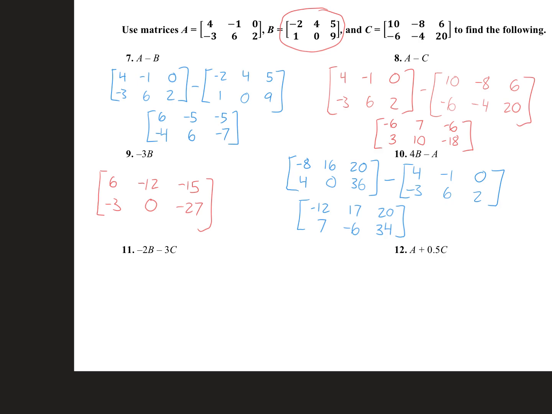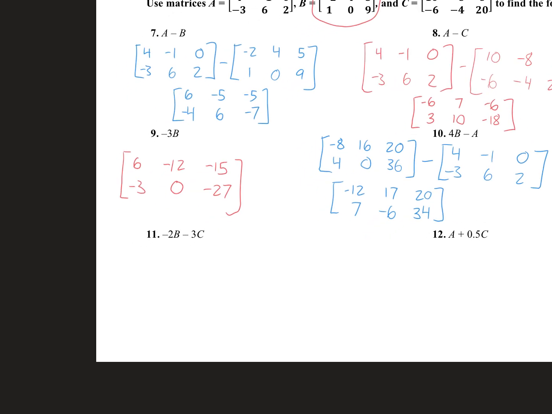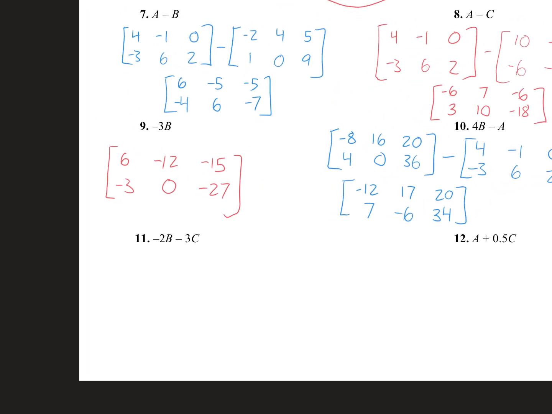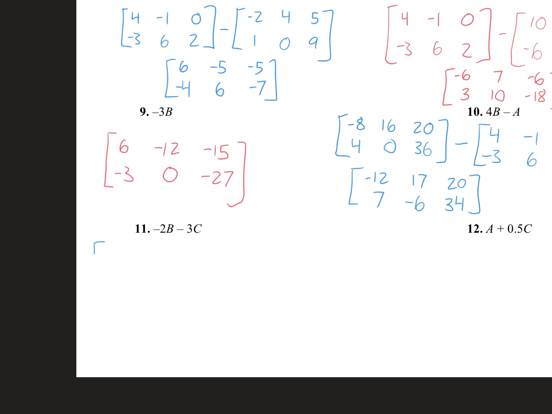All right, so again, to save room, let's just go ahead and multiply matrix B by negative 2 to start. So I get positive 4, negative 8, negative 10, negative 2, 0, and negative 18.